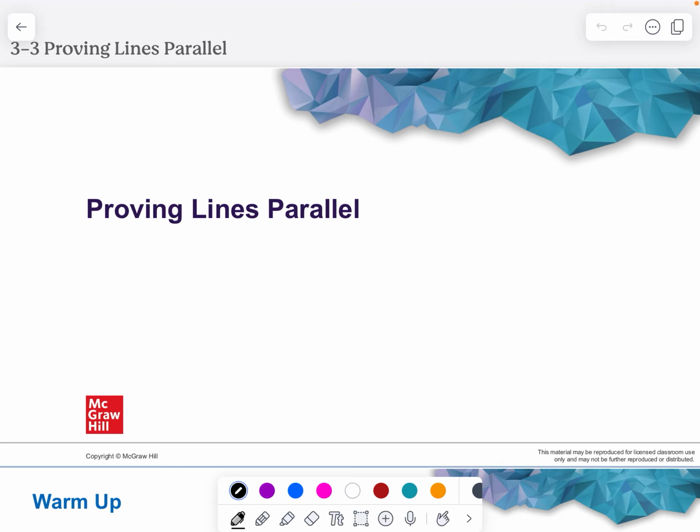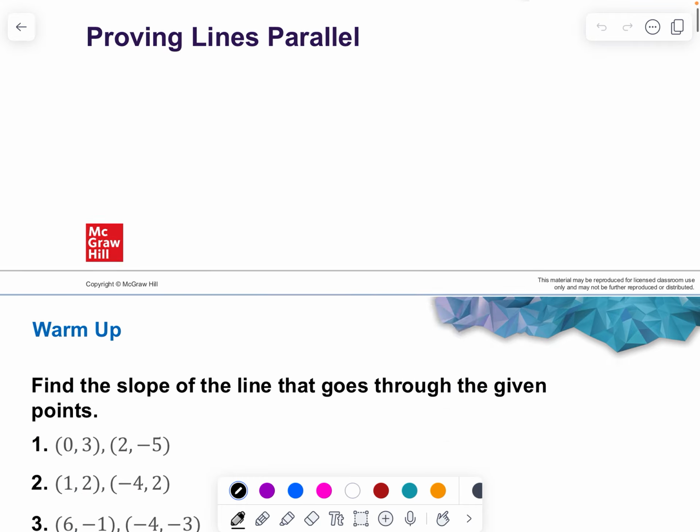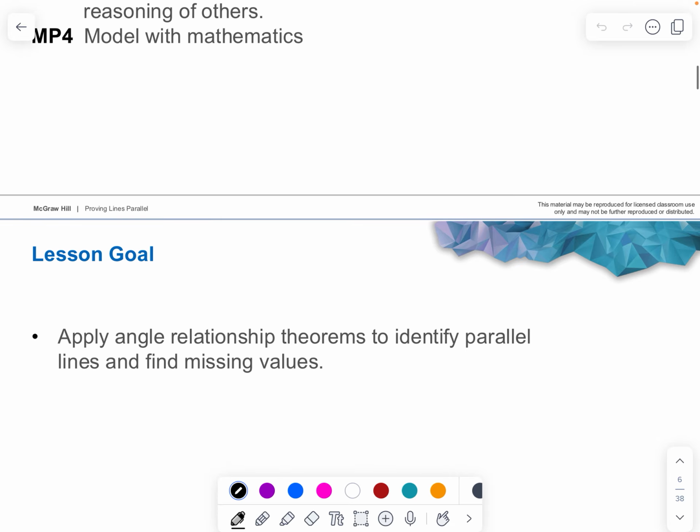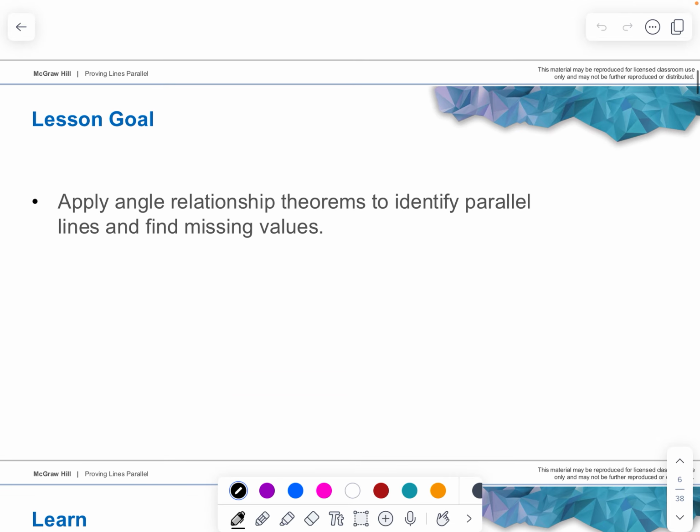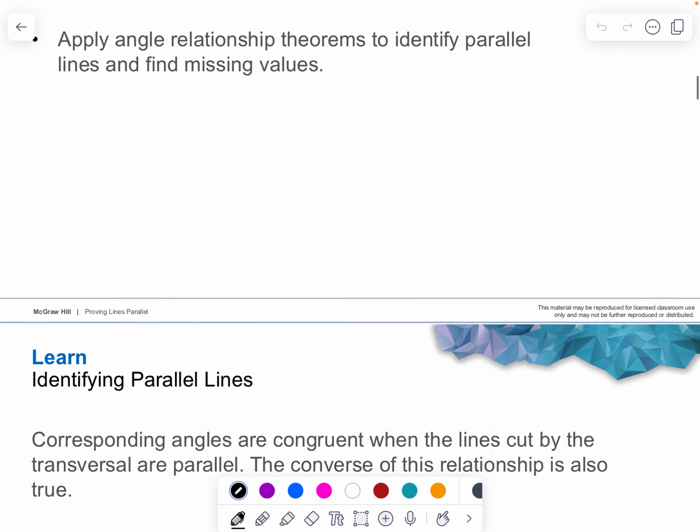Alright, we're going to be proving lines parallel today. This is very similar to the lesson we just did. Very, very similar. So if you jived with the last one, this is going to be a walk in the park. So we're going to apply angle relationship theorems to identify parallel lines and find missing values.